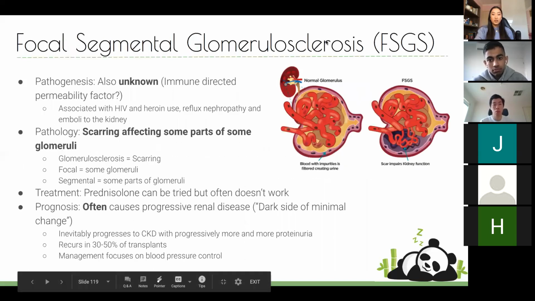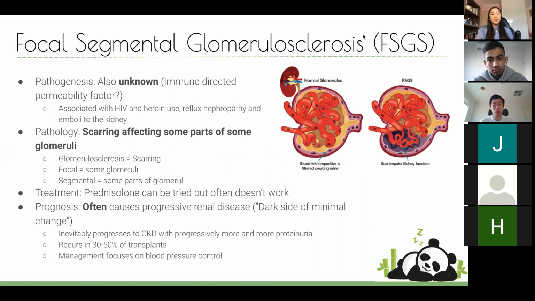Focal segmental glomerulosclerosis. So this one is sometimes called the dark side of minimal change, apparently. Its pathogenesis is also unknown. But if you think about the name, it kind of tells you what the pathology is. So focal means that it affects some glomeruli, but not all glomeruli, right? Focal areas of the kidney. Segmental means within the glomerulus, it affects certain bits of the glomerulus, but not necessarily the whole glomerulus uniformly.